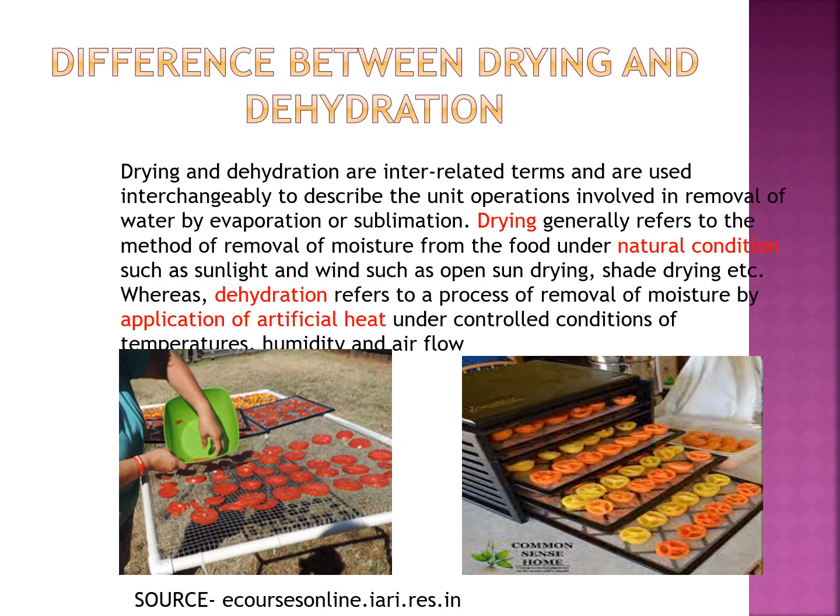When we hear the term drying or dehydration, we mostly think that drying and dehydration are the same process. But no, they are actually interrelated terms used to describe the unit operation which involves the removal of water by evaporation or sublimation. Drying generally refers to the removal of moisture from the food under natural conditions such as in the presence of sunlight, windy air, shade, etc. Whereas dehydration refers to the application of artificial heat under controlled conditions of temperature, humidity and airflow for the removal of moisture.